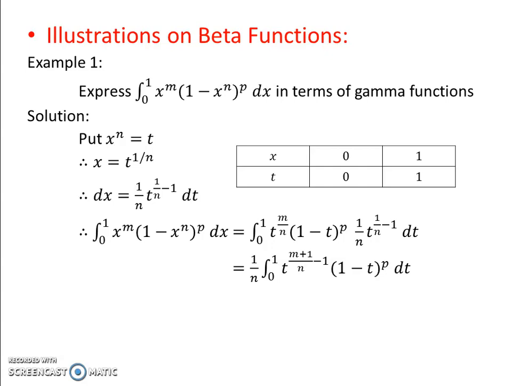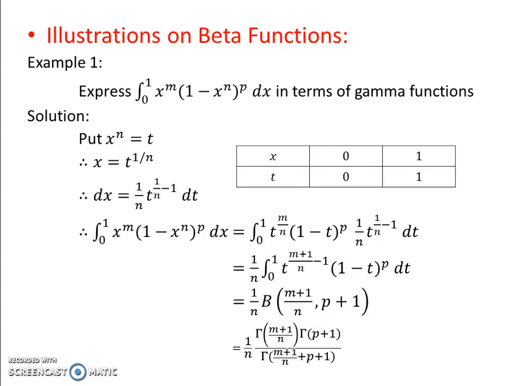If you compare this with the definition of beta function, this is nothing but beta of (m plus 1 upon n, p plus 1), and using the relation we get 1 by n gamma of (m plus 1 upon n) into gamma of (p plus 1) divided by gamma of (m plus 1 upon n plus p plus 1). As there is no further simplification, this is the required solution.